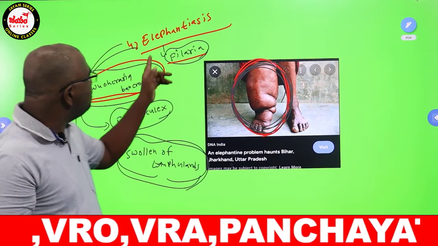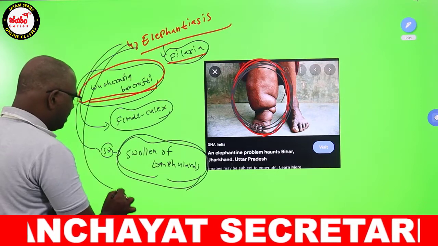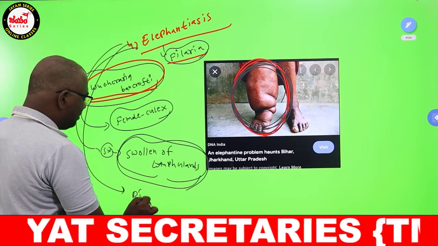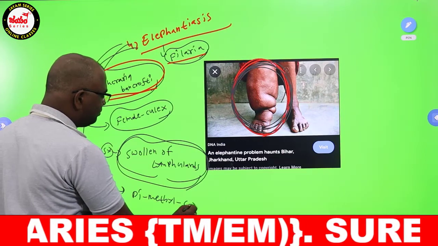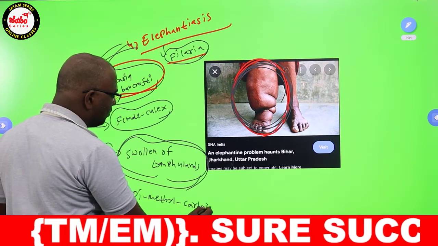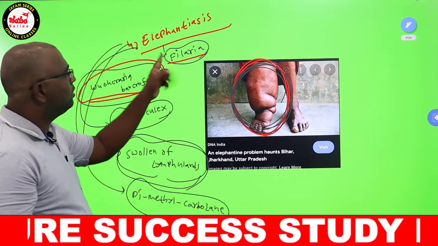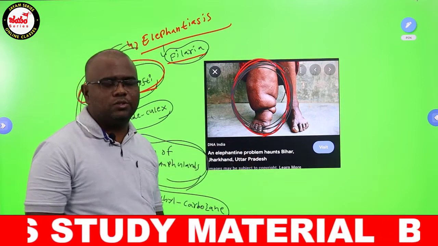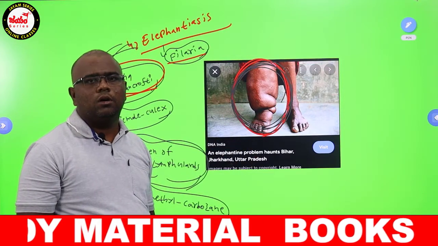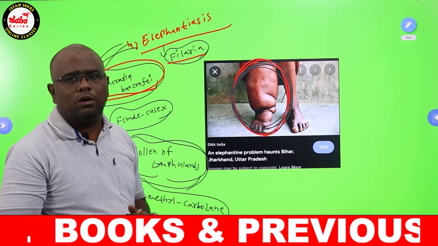Which medicine is used for elephantiasis? The medicine is diethylcarbamazine. This is the fourth disease, elephantiasis.